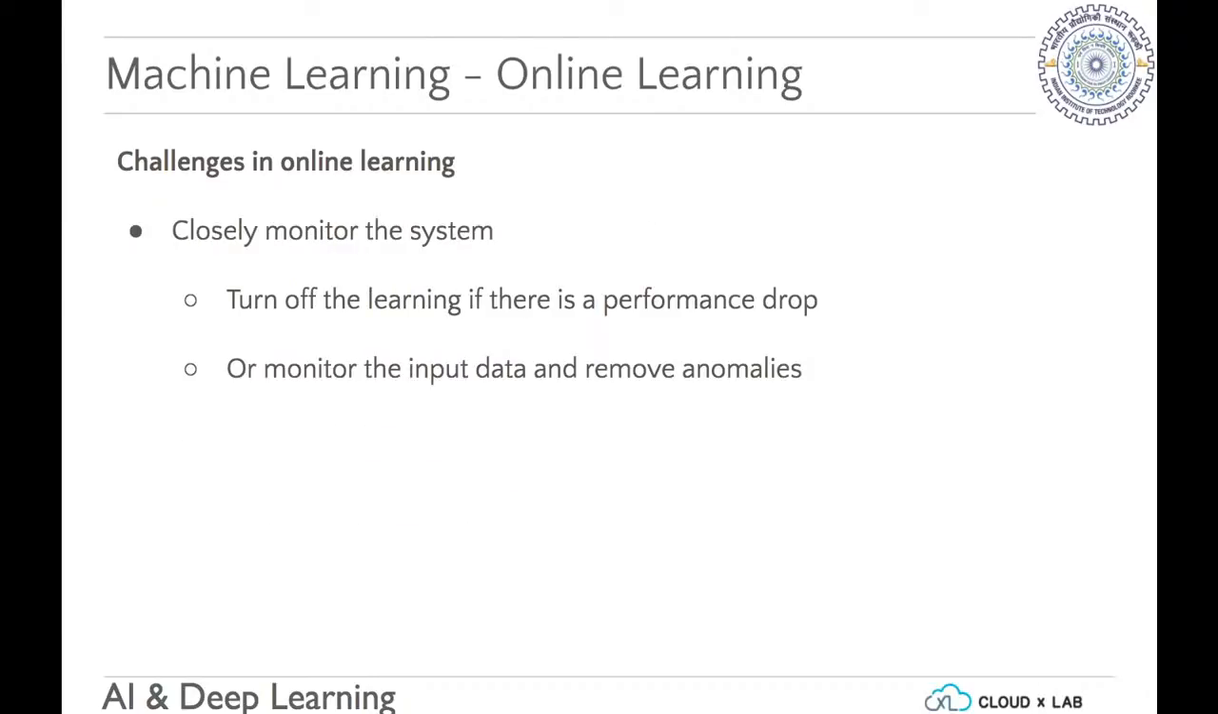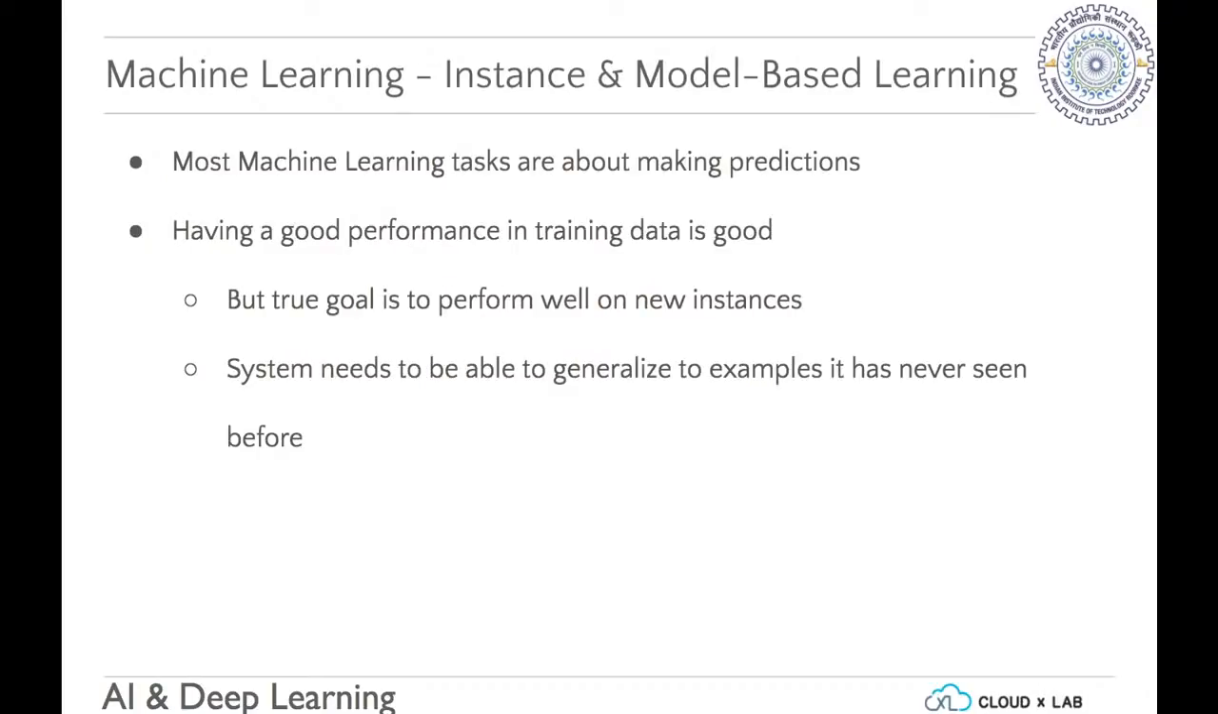Now, another challenge in online learning is that you need to closely monitor the system, right? When you have an online learning system, you need to take care of it, because in case there is data fluctuation or its performance is degrading suddenly, you have to stop. You have to monitor continuously and remove the anomalies.